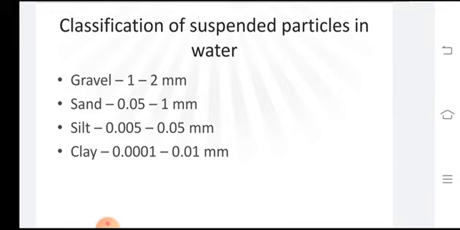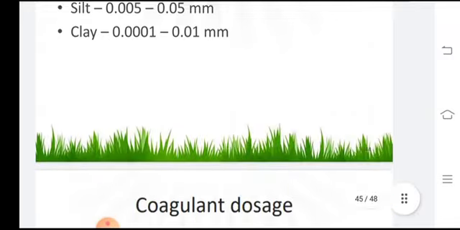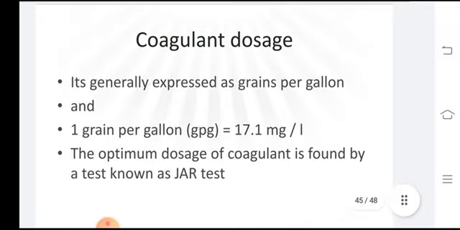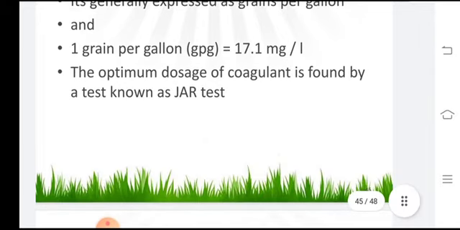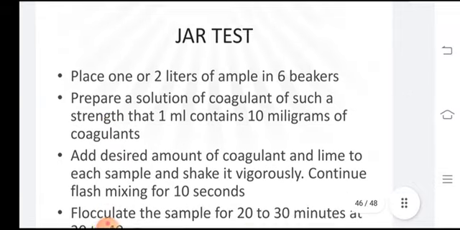And classification of the suspended particles: here you can see these particles and their sizes. What is the coagulant dosage which is required to be optimized? It is generally expressed as grains per gallon, and 1 grain per gallon is equal to 17.1 milligrams per liter. So the optimum dosage of coagulant is found by a test known as the jar test. I'm sure you are quite well aware of this test.